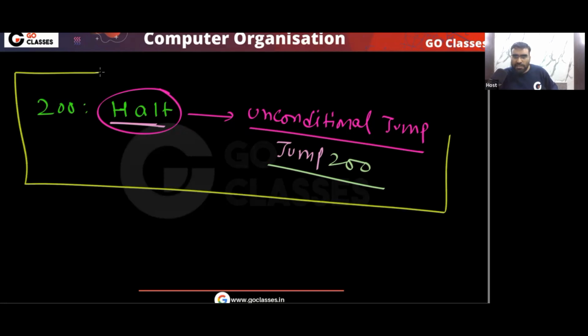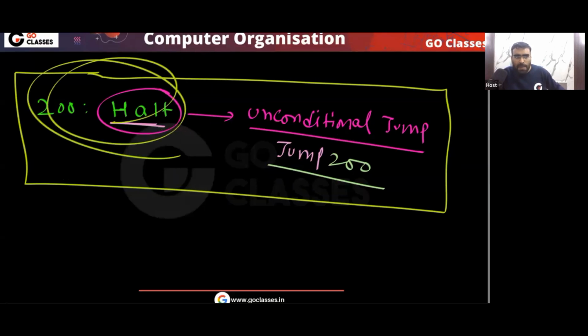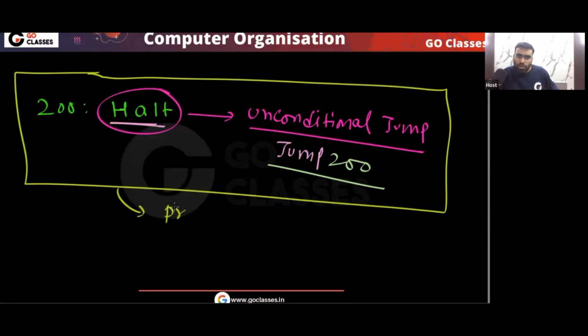Is there any GO Classes student who has studied this type of misconception, this type of nonsense? Let me know. That the halt instruction is an unconditional jump and will call itself. When you execute the halt instruction, it will keep jumping to itself, which means the program executes infinitely.